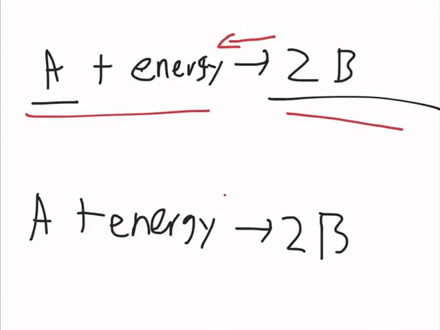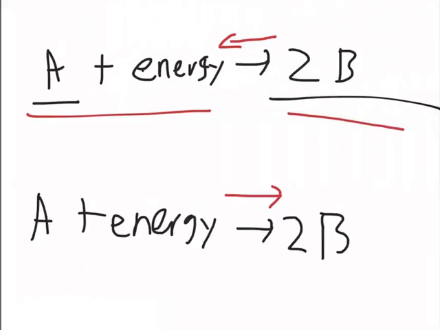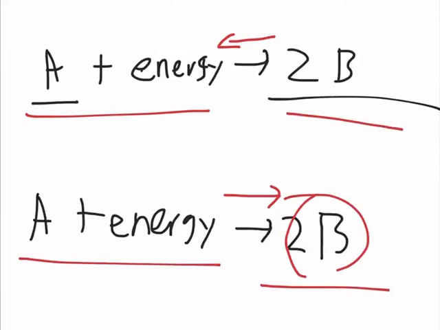And as always, you must remember that the opposite is true. So if we decrease the pressure of this bottom reaction, then the equilibrium is going to shift to the right instead. Because we learned that if we increase the pressure, it goes to the side with fewer moles. So that means if we decrease the pressure, it's going to the side with more moles. That means that these reactants are going to be consumed, and this product is going to be made.